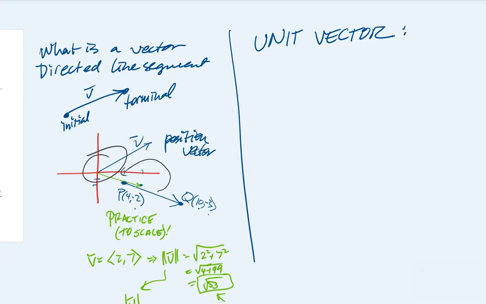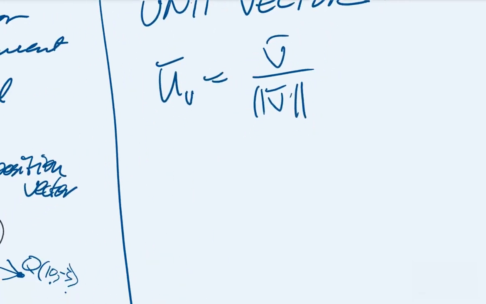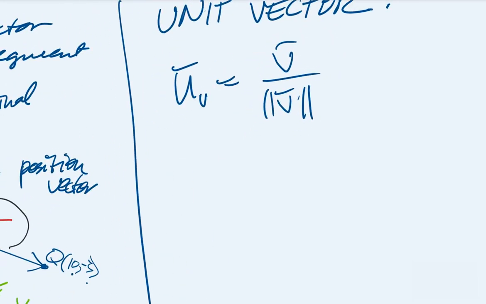is a vector that's in the same direction as v, but it's divided by the length of v. So if I say the vector u sub v, that'll be v divided by its length. Let me explain why this is true. Let's just do an example with it.